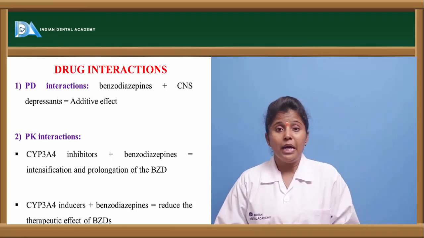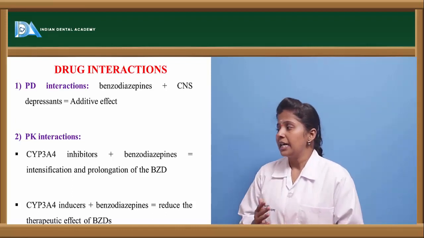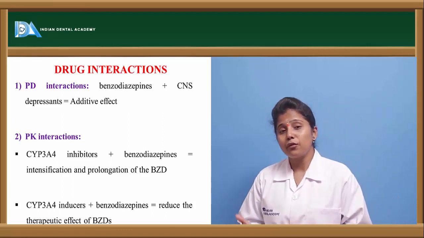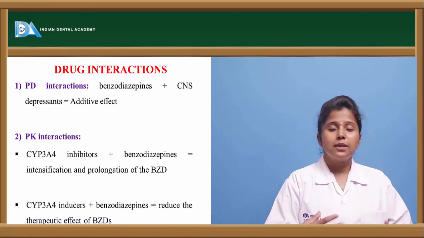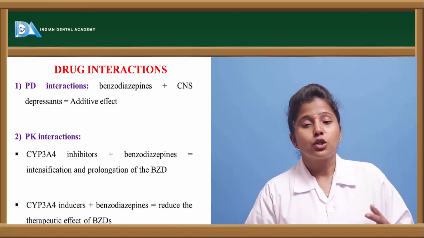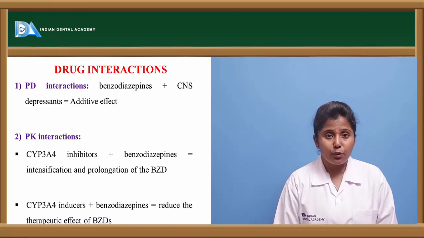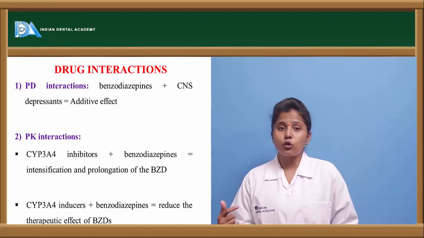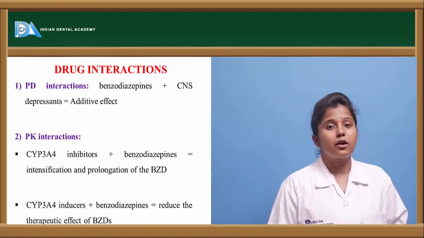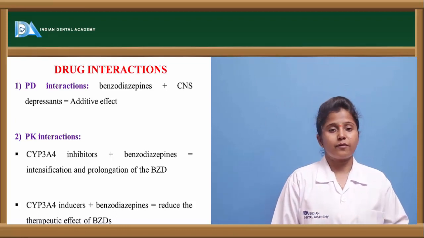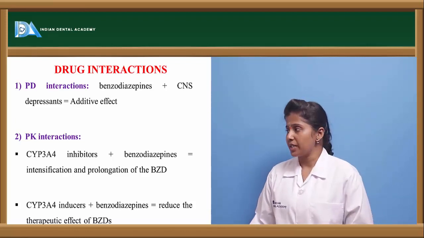There are various cytochrome P450 enzymes, and one of them is cytochrome P3A4. Cytochrome P3A4 inhibitors should not be given with benzodiazepines. Why? Because they cause prolongation of action of these benzodiazepines, allowing them to exert their action for a longer period of time, and in that case it may cause adverse effects. And cytochrome P3A4 inducers also should not be given with benzodiazepines, because they can reduce the therapeutic effect, even the normal effect which is shown by the benzodiazepines.